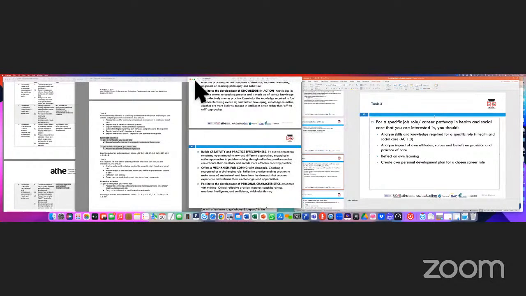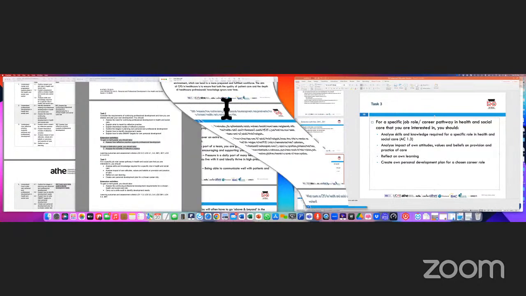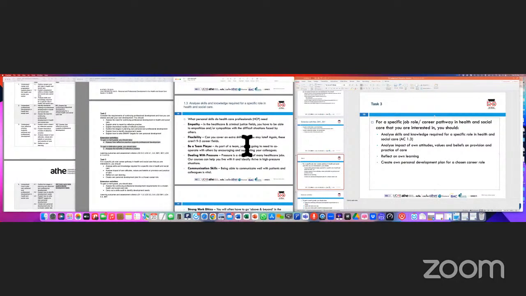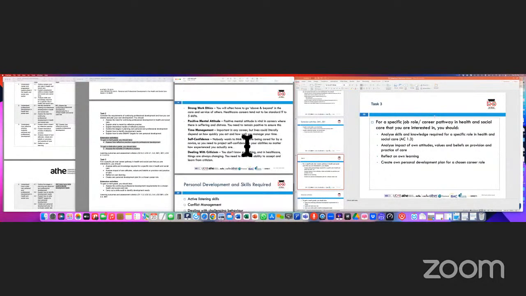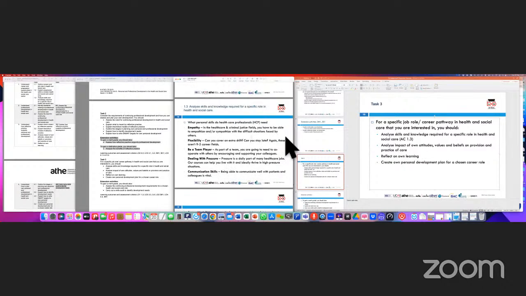So that is where we looked at doing a SWOT analysis, and the SWOT analysis was useful because it allowed you to understand that if I want to work as a healthcare professional, then what are the qualities I need to have? What are the various attributes my personality needs to have to be able to work in this particular role?